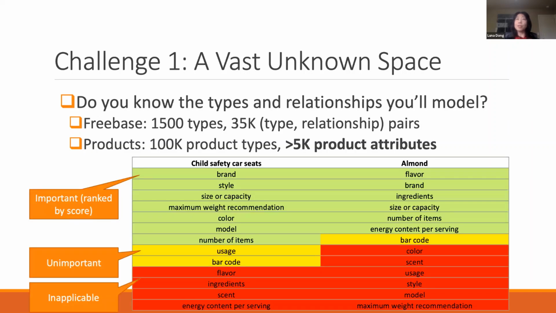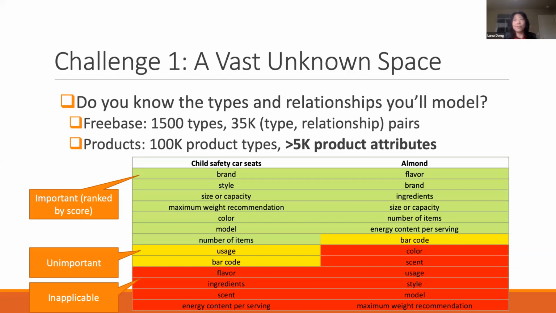For example, here I'm showing you car seat and almond. For car seat, the number 1 important attribute is brand. And then we come to style, size, and so on. There are attributes that apply, such as usage and barcode, but they are not important for purchase decision. And there are inapplicable attributes like flavor, ingredient, scent. The babies do bite their car seat, but nobody would make the decision according to the flavor of the car seat.